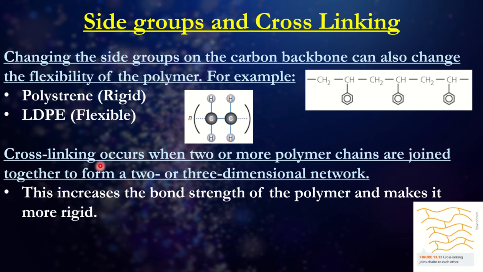Another thing that can happen is cross-linking. When you have two or more polymer chains linking into each other in two or three dimensional structures like we see here, this will increase the bond strength of the polymer and it makes it more rigid again.